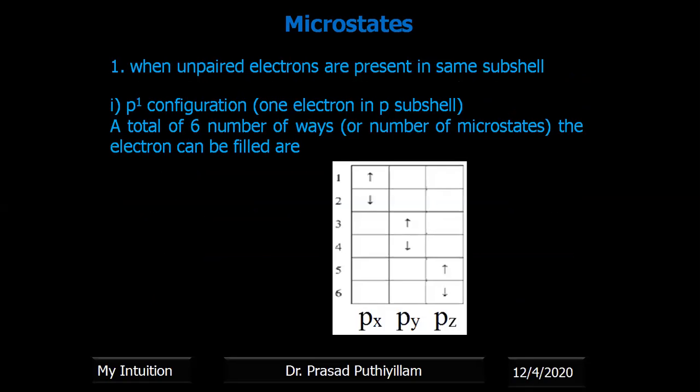When unpaired electrons are present in the same subshell, that is, only one subshell is there, there is no combination of pp or dd or pd contributions.